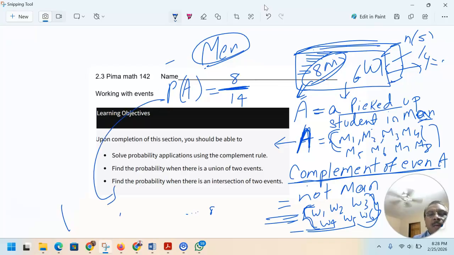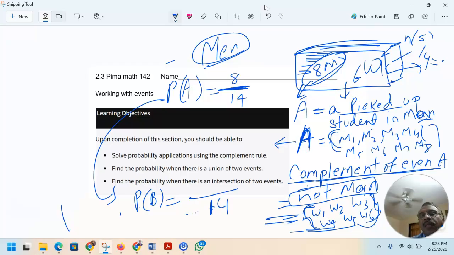Now, what is probability of B? Now, what does probability B mean? It is again the same thing, 14, but this time it's going to be not man. See this? So other than, it means they are all women. But you can also say complement of an event A means not man. It means they are all women. So how many women are there? 6. So it becomes 6.